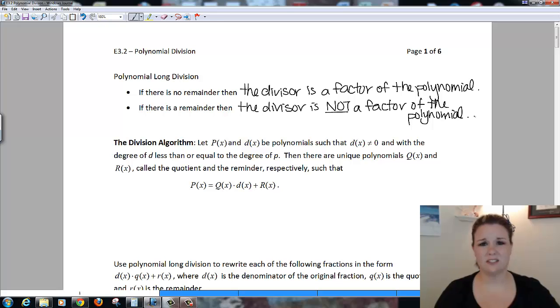Okay, which makes sense, right? If it goes in evenly, then it's a factor. If there's a remainder, meaning there was a leftover piece, it didn't go in evenly, which would make it not a factor. Okay, so this is our division algorithm.